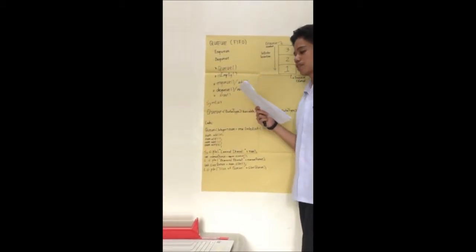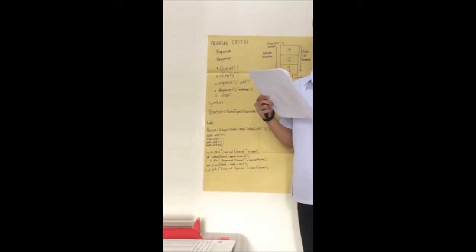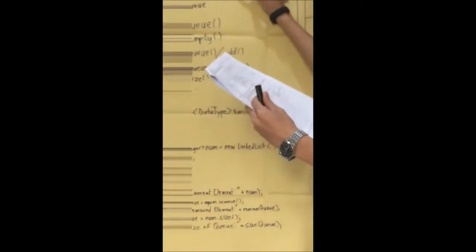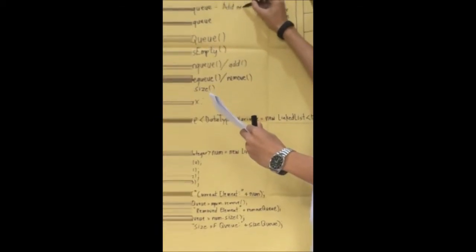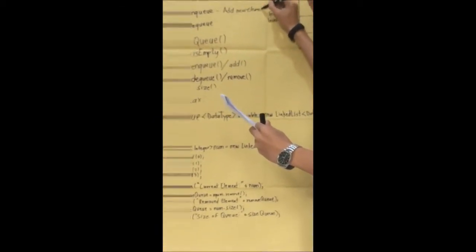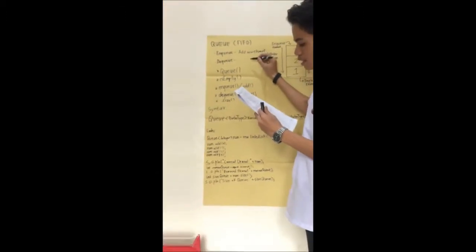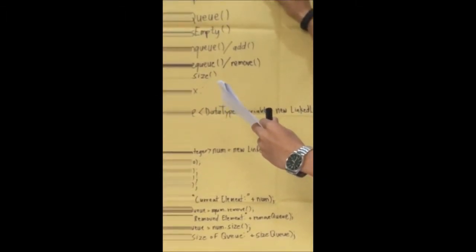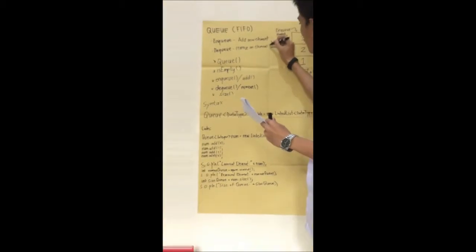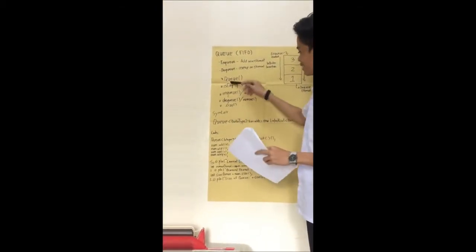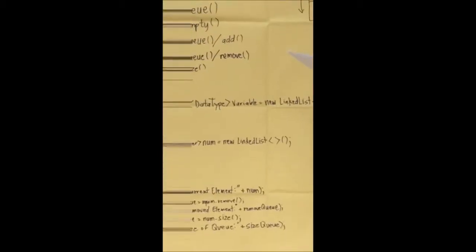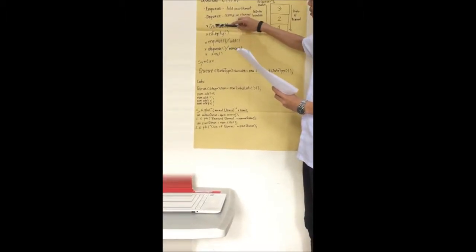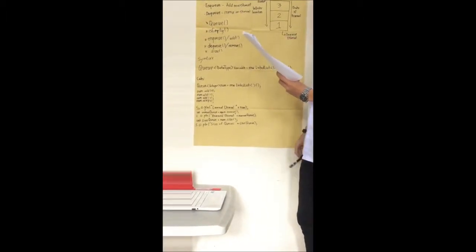The terminology for operations that act on queues is as follows. Enqueue means add a new element. Dequeue means remove an element. Here is an example of this one. These are the following syntax for the queue.